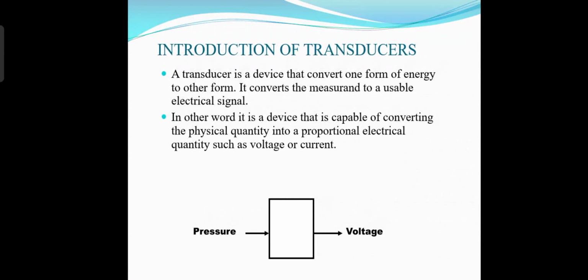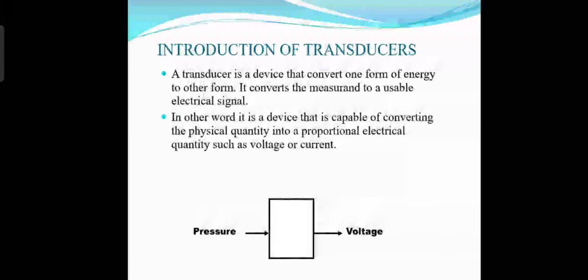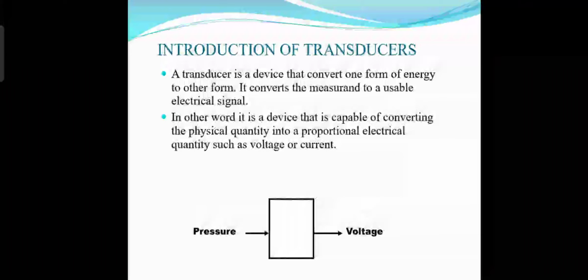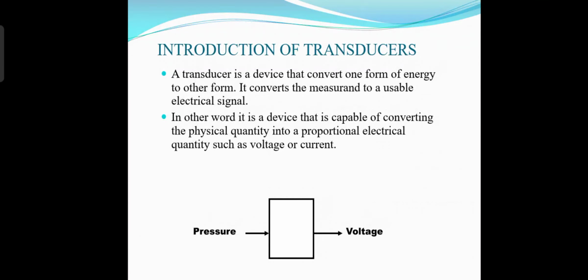Now we will see what is meant by transducer. A transducer is a device that converts one form of energy to another form. It converts a measurement to a usable electrical signal. It is a device that is capable of converting a physical quantity into a proportional electrical quantity such as voltage or current. For example, when you are applying pressure to a transducer, it will convert the pressure into a voltage.